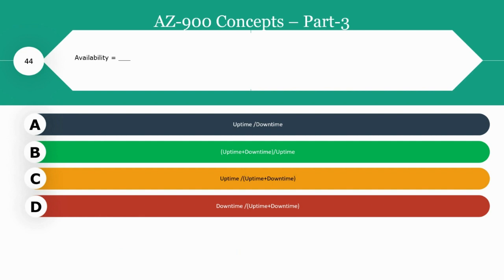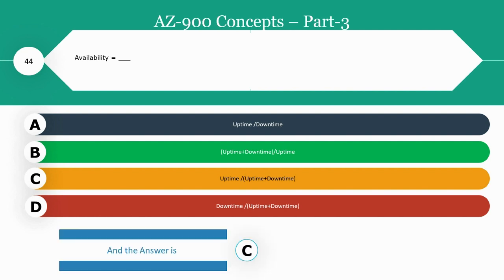So what is the formula for availability calculation? Is it uptime divided by downtime, or uptime plus downtime divided by uptime, or option C uptime divided by uptime plus downtime, option D downtime divided by uptime plus downtime? So the formula for uptime percentage is uptime divided by uptime plus downtime, where uptime and downtime are given in seconds. So the right answer would be C.